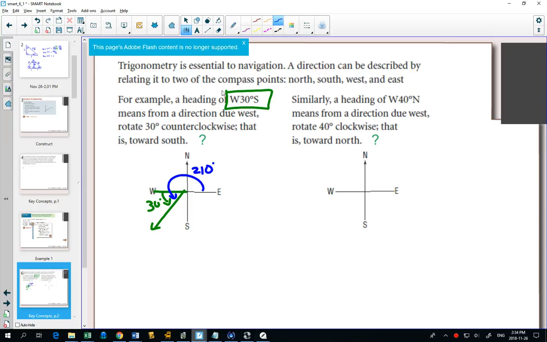If you had west 40 degrees north, you would start on west and you would head 40 degrees towards the north. That would be your angle. This angle in standard position would have been 140 degrees.